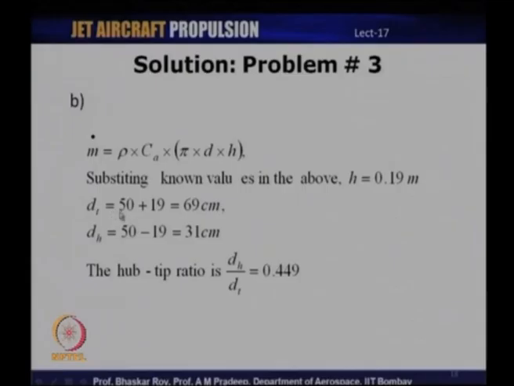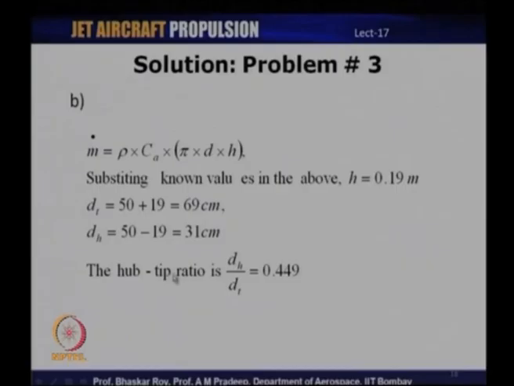And so, we now have the mean diameter and the blade height, and therefore, we can find out the tip diameter and the hub diameter. And from there, dt, that is the tip diameter, comes out to be 69 centimeters, because the mean diameter is given as 50, and the hub diameter is 31 centimeters, which is again dt minus h.